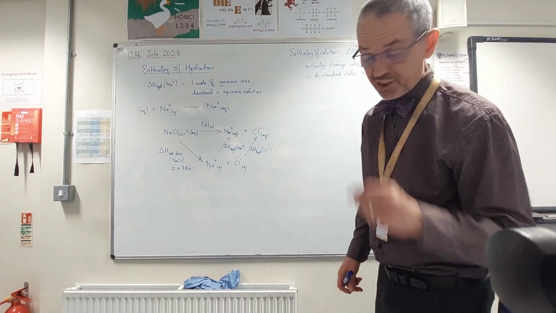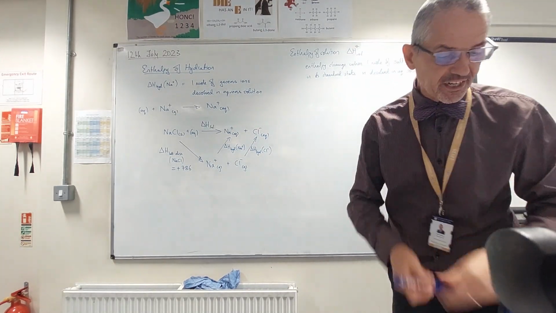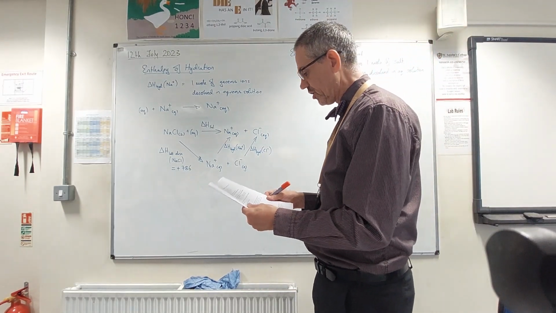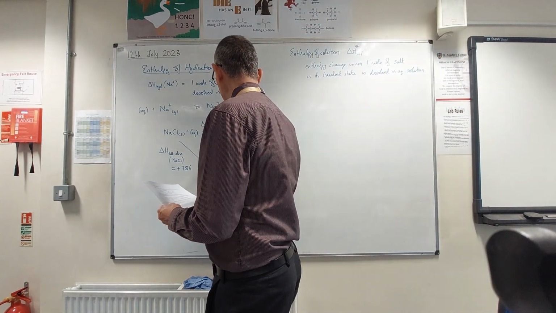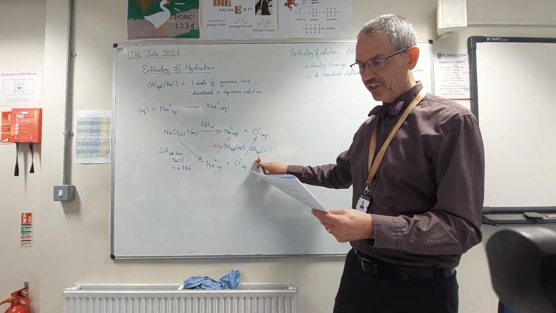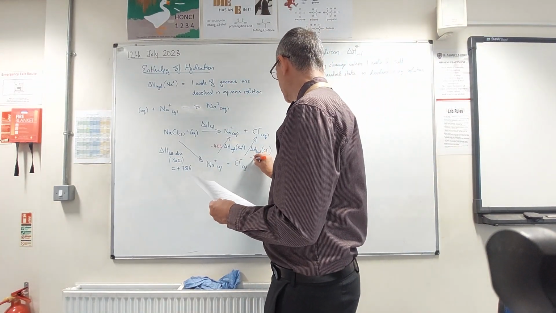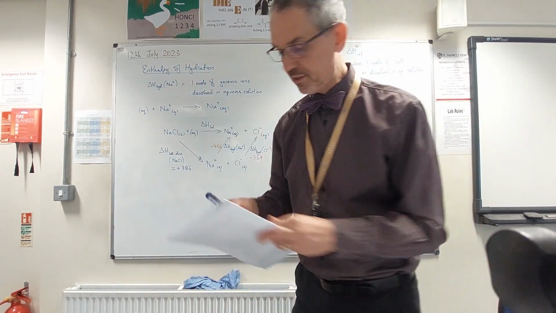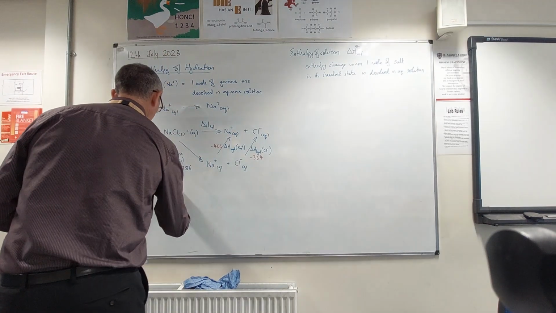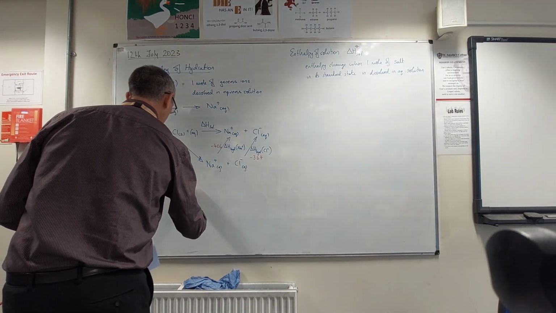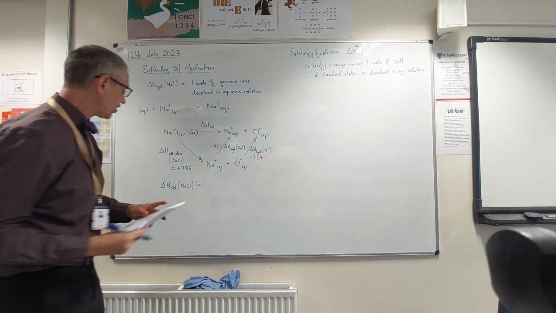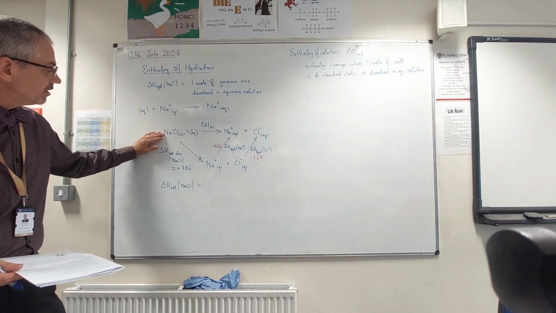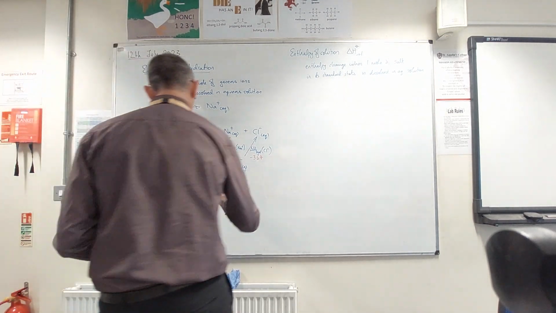Now, let's just do the numbers first, shall we? So, enthalpy of hydration of sodium minus 406, enthalpy of hydration of chloride minus 364, and so going from left to right, the enthalpy change when I dissolve a mole of sodium chloride in water would be plus 786.